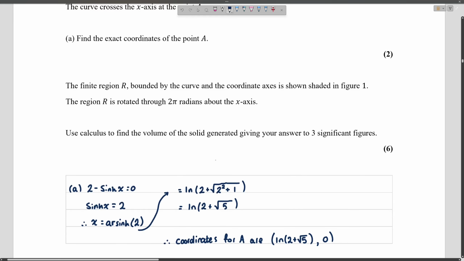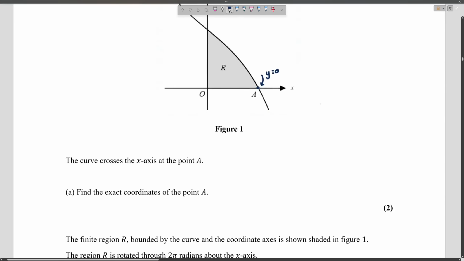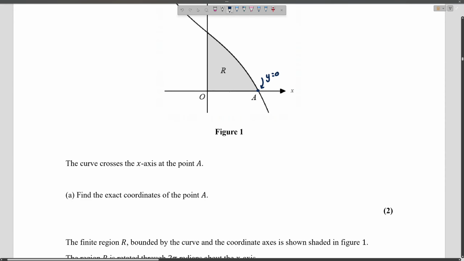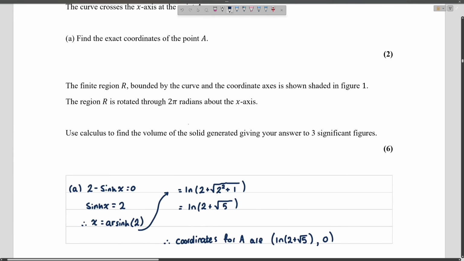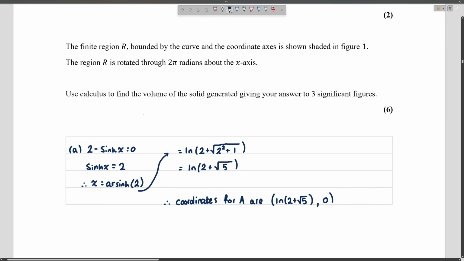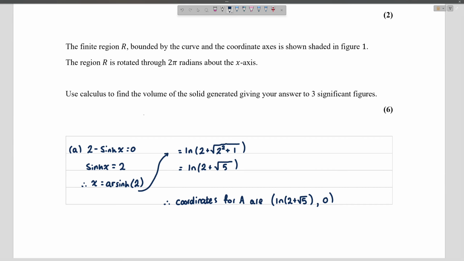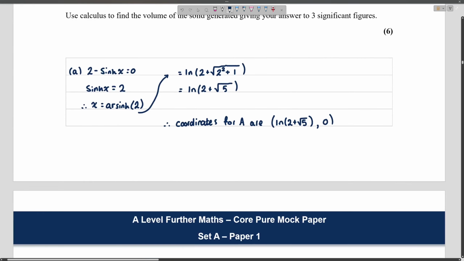Now for the second part of the question here, what we're told then is the finite region R bounded by the curve and the coordinate axes is shown shaded in figure 1. Okay, and we can see that here on our diagram. We're then told that the region R is rotated through 2 pi radians about the x-axis. And the question here then wants us to use calculus to find the volume of the solid generated, giving your answer to 3 significant figures. So let's just scroll down here.